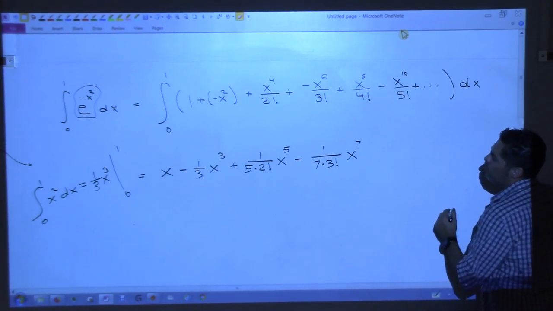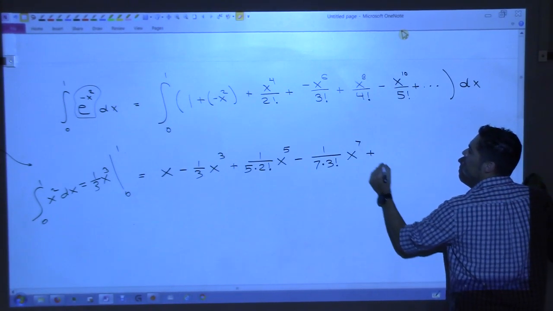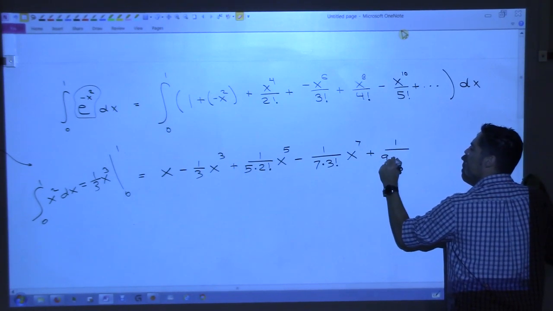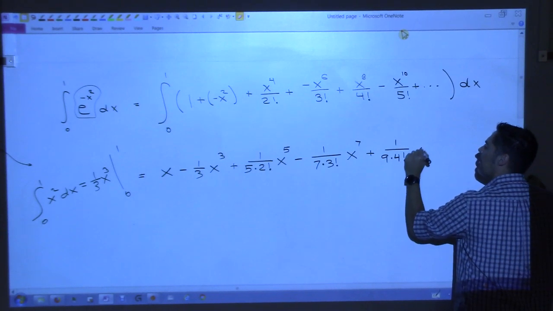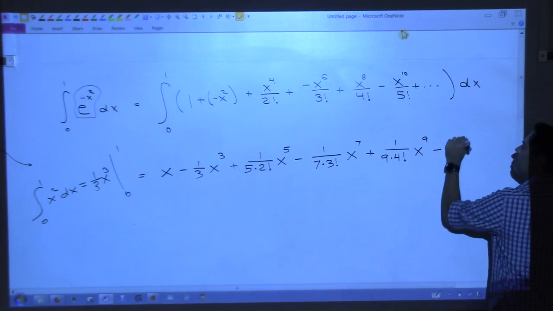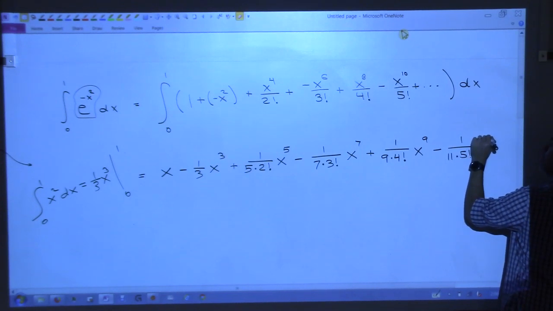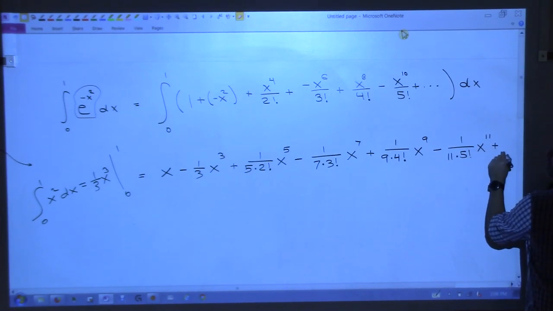All right, let's go one more. Plus 1 over 9 times 4 factorial x to the 9th. I'll just do another one. 1 over 11 times 5 factorial x to the 11th plus dot, dot, dot though, right?